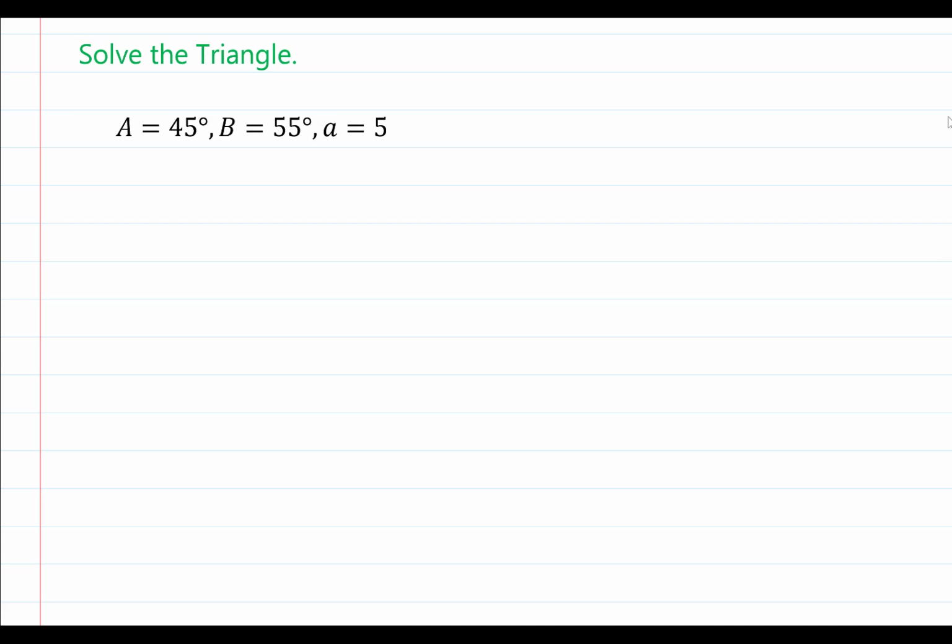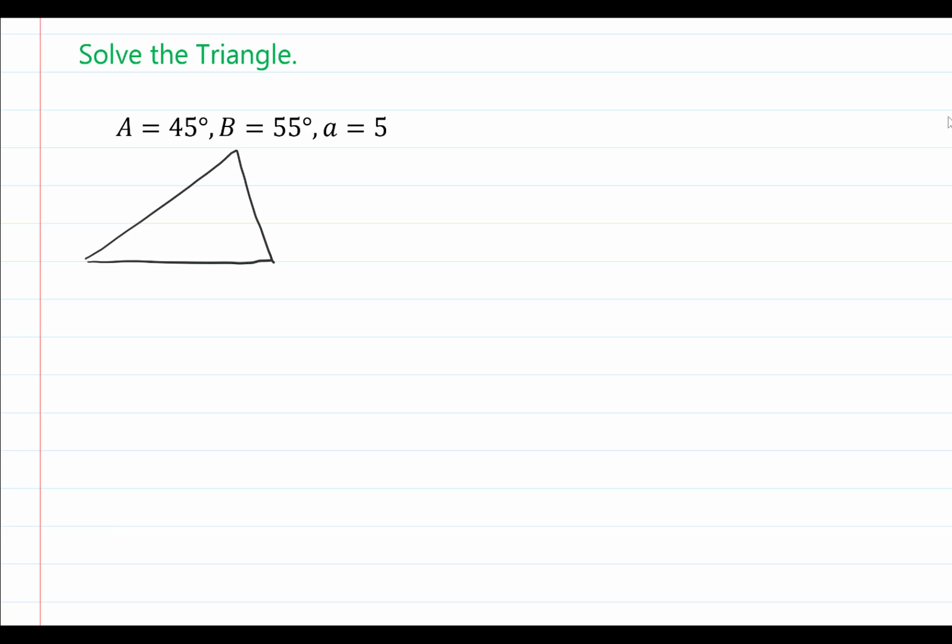Let's now use the law of sines in order to solve this triangle. We are given angle A, which is 45 degrees, angle B, which is 55 degrees, and side A, which is 5 units. Let's start by drawing ourselves a diagram to show what we have and what we need to find. Now this diagram is not drawn with accuracy.